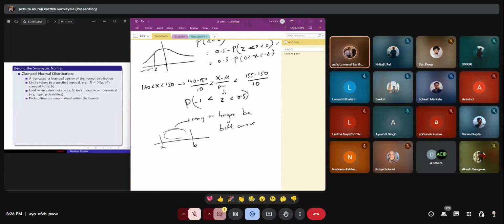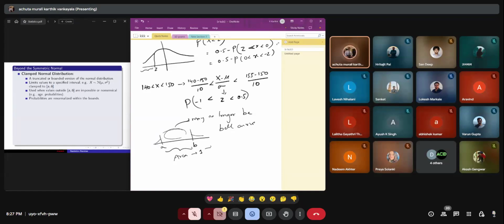If you clamp this off, you also need to normalize it. You also need to normalize your distribution, so that the area under the curve comes out to be 1, right? You are removing this part and this part, and then taking what remains and normalizing it. It may no longer be a bell curve, but the area should be 1, because you are normalizing it. Okay.